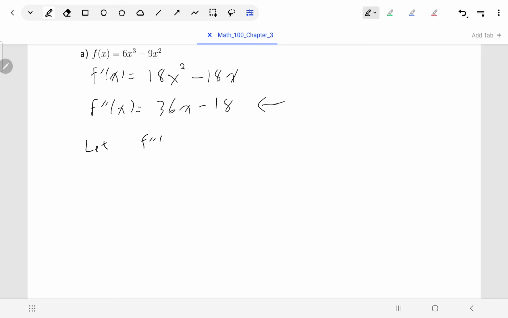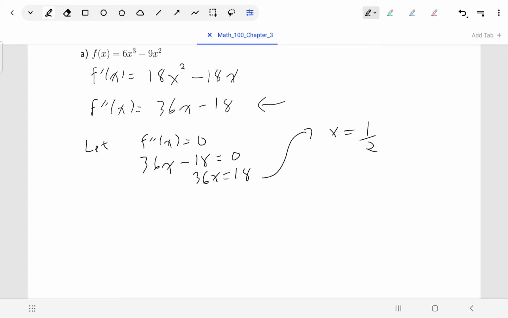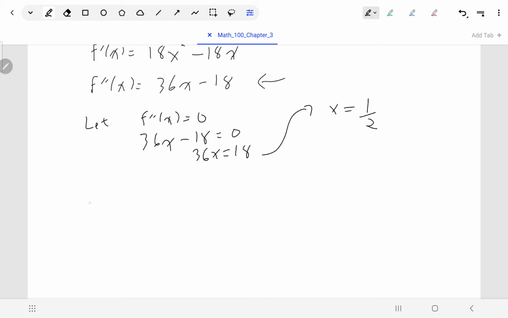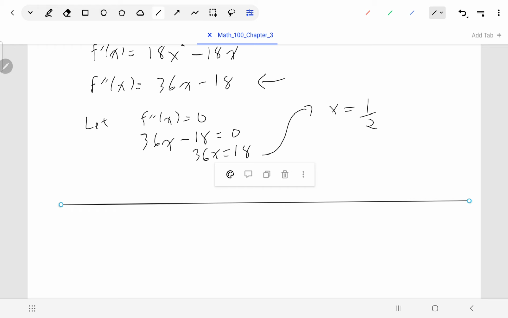Where is my second derivative equal to 0? I find there's only one place where my second derivative is equal to 0, and that happens to be at x equals 1/2. Now what I'll do is make my number line. And as I said, on our number line, we'd put any place where f was undefined. We don't have any of those.